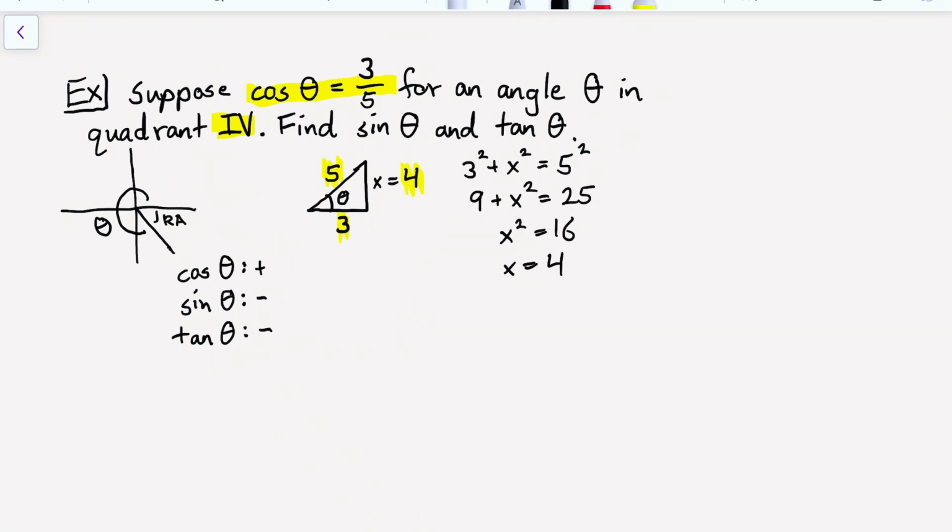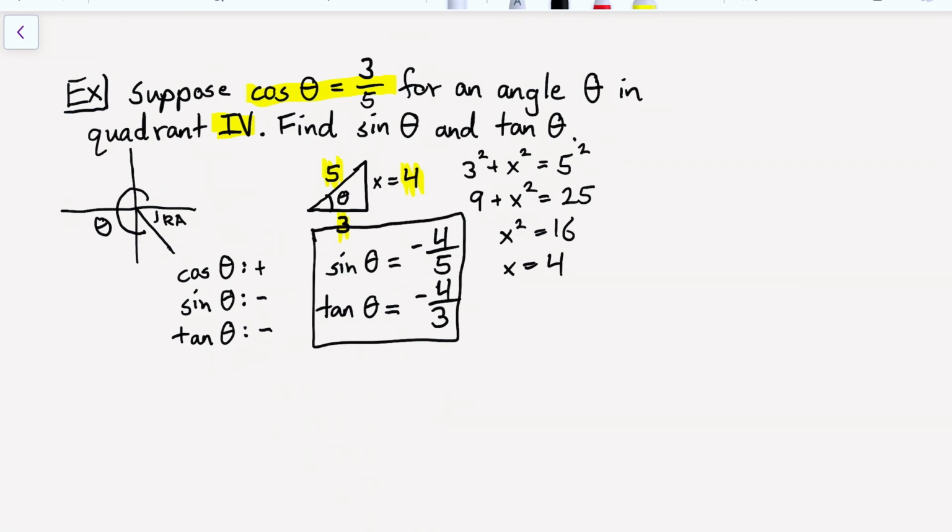So now that we have these values, we can label sine of theta and cosine of theta. I need to remember to make sine of theta negative, and so it would be opposite over hypotenuse. We're going to say it's negative 4 over 5. And I also need to make tangent of theta negative. Opposite over adjacent would be negative 4 over 3. Here are our final answers for sine and tangent of this angle.